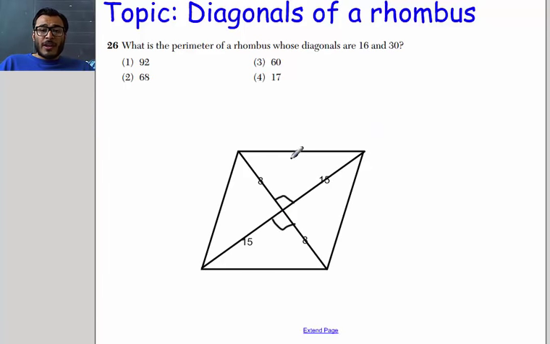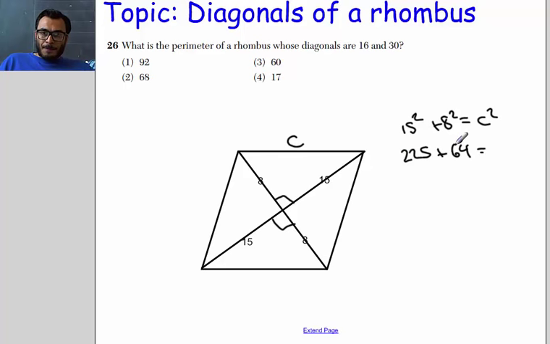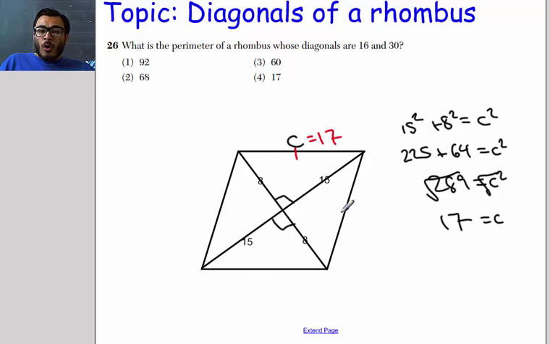That's going to come in handy because now we can use Pythagorean theorem to find the side C. So we could say 15 squared plus 8 squared equals C squared. 15 squared is 225. 8 squared is 64. Bring down the C squared. 225 plus 64 is 289. So 289 equals c squared. The square root of 289 is 17. So 17 equals c. Now, if this is 17, recall that in a rhombus, all the sides are congruent. Remember that? So the perimeter is going to be 17 times 4. And then 17 times 4 is 68. So the answer is choice 2.